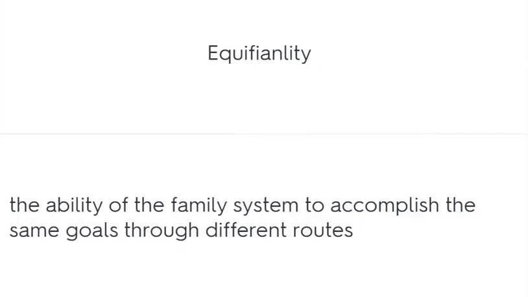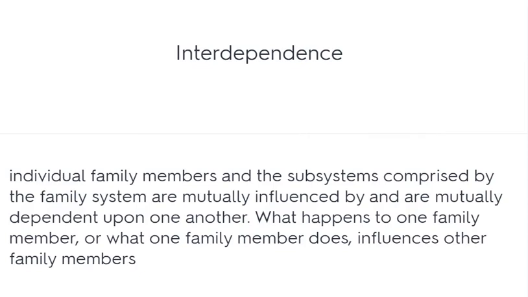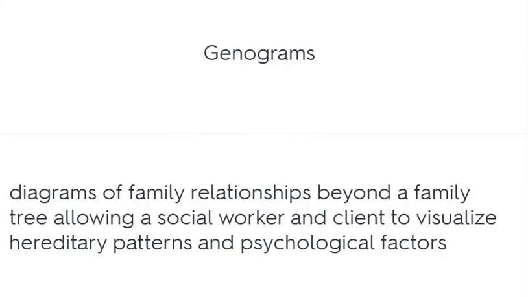Equifinality, the ability of the family system to accomplish the same goal through different routes. Interdependence, individual family members and the subsystems comprised by the family system are mutually influenced by and are mutually dependent upon one another. What happens to one family member or what one family member does influences other family members. Genograms, diagrams of family relationships beyond a family tree, allowing a social worker and client to visualize hereditary patterns and psychological factors.